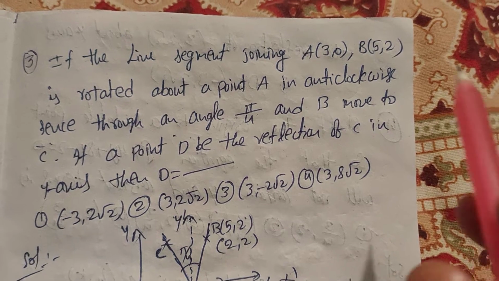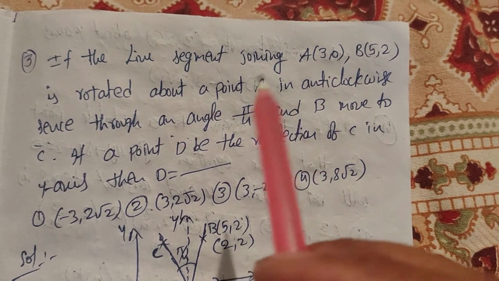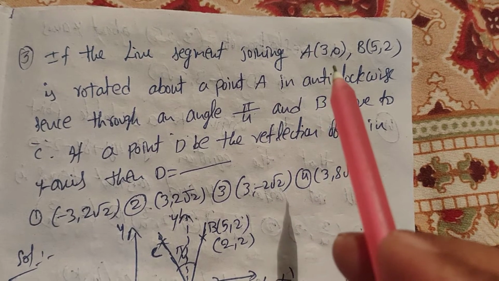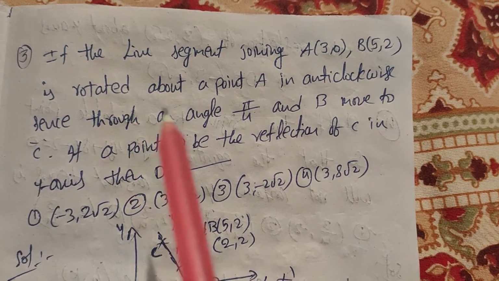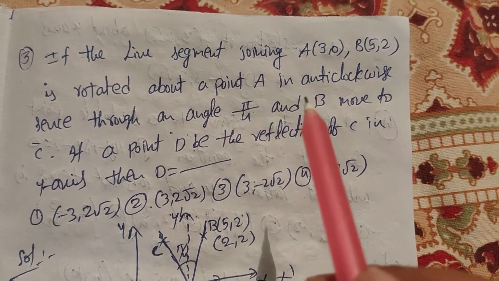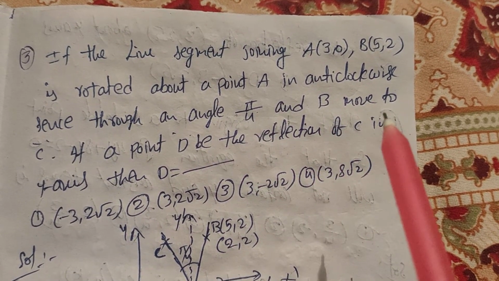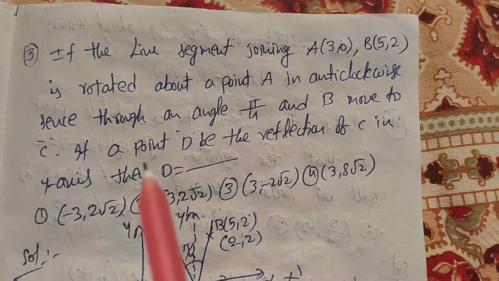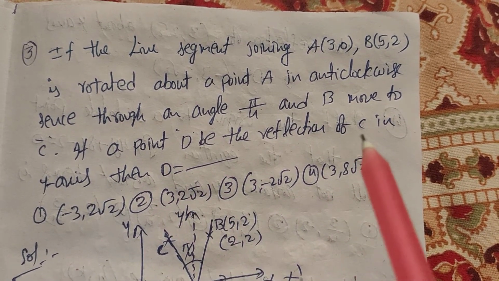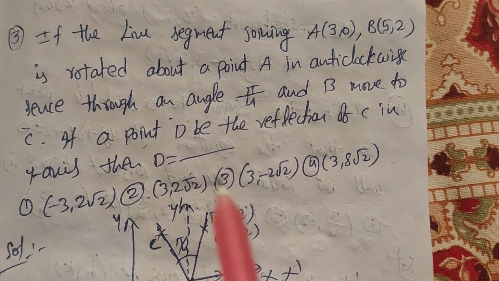Good morning, students. Our next question is: if the line segment joining A(3, 0), B(5, 2) is rotated about a point A in anti-clockwise sense through an angle 5/4 and B moves to C, and if a point D is the reflection of C in the y-axis, then D is equal to.